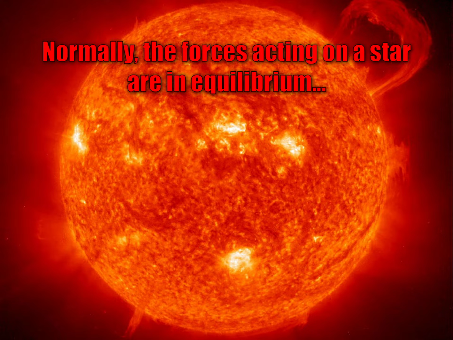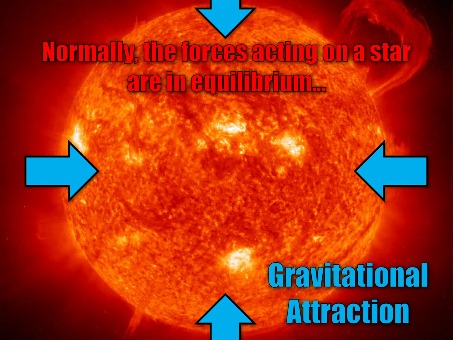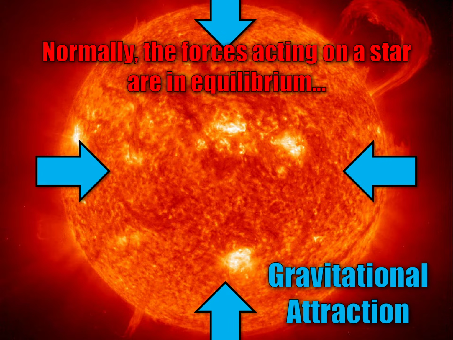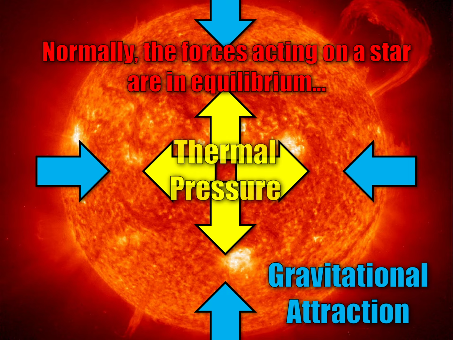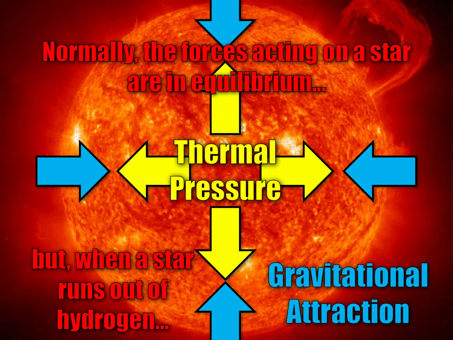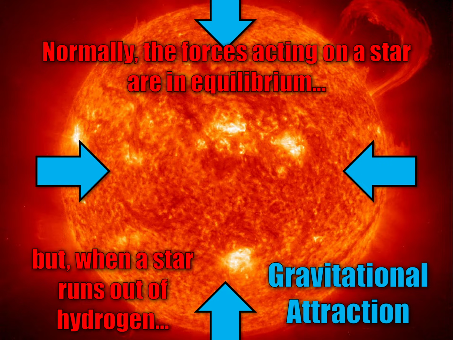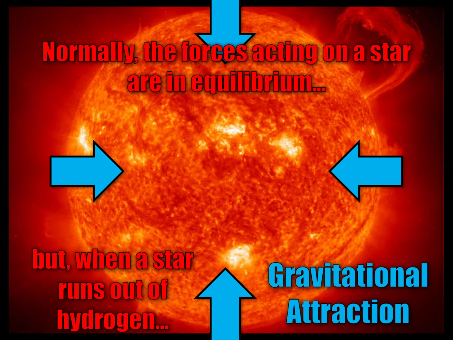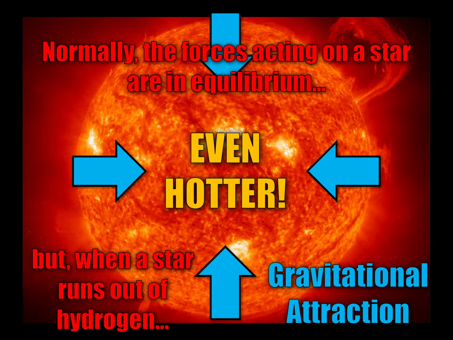Normally, the forces acting in a star are in equilibrium. You have the inward pull of gravity, that's the mass of the star pulling itself inward, and you have this outward pressure from the energy radiating from the core pushing out against this gravitational collapse. And these two forces balance and allow the star to reach an equilibrium. But if a star runs out of hydrogen, that thermal pressure shuts off. And then what happens? The star collapses. And as the star collapses, it becomes even hotter and there are even higher pressures.